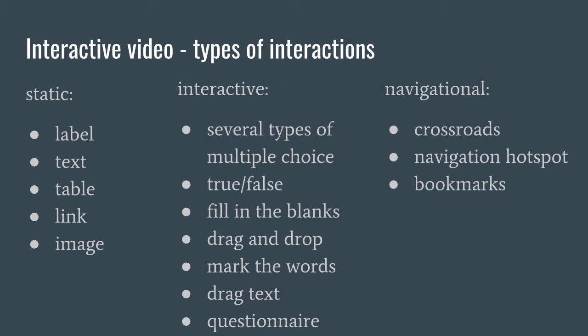This is a list of the types of interactions that you can include in an interactive video. There are some that are static, that would just appear on the screen. So a label, a text, a table, a link, or an image. But you can specify how long you want them to appear and how big and where on the screen you would like them to appear.